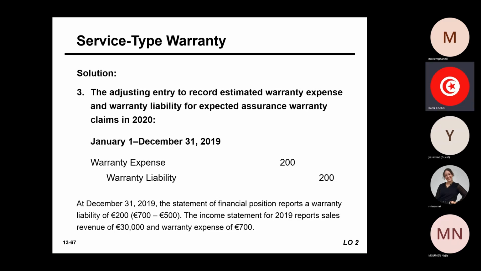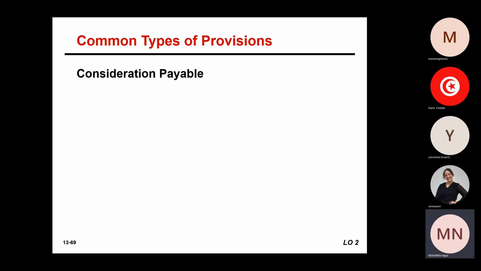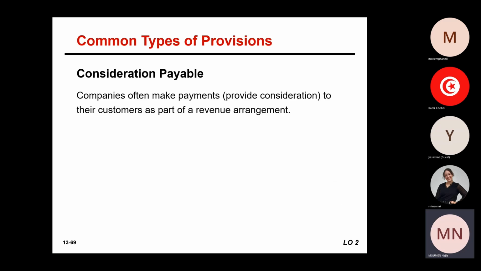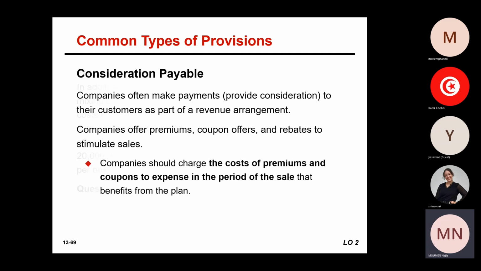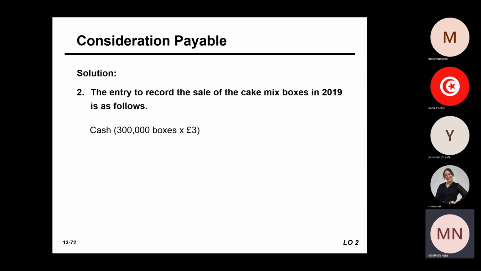Yes, okay, clear. Okay, good. Now, what about the consideration payable here? Please, we don't have enough time. Contract costs and contingencies, and then we will close this chapter. Okay.